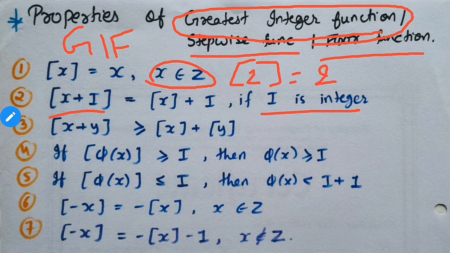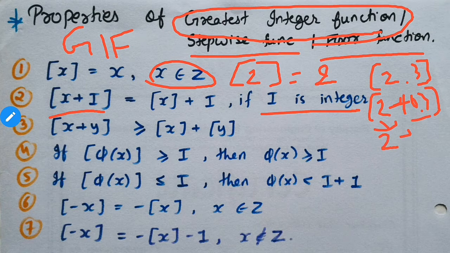For example, if there is a function like 2.3, then can we write this as 2 plus 0.3? Yeah, of course we can write. Then 2 plus 0.3, then we can separate this. This is integer, so we can take it outside. So it will be 2 plus fractional part of 0.3. That we know fractional part of 0.3 is 0. So answer will be 2. So this way we will solve.